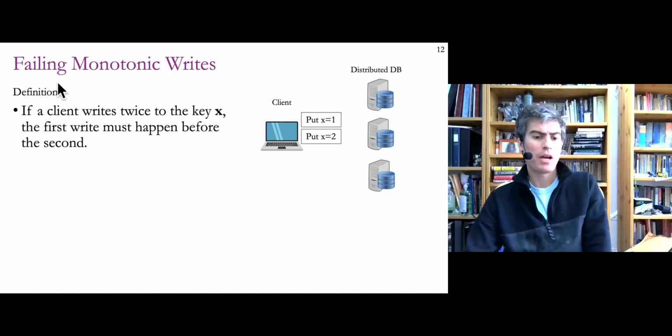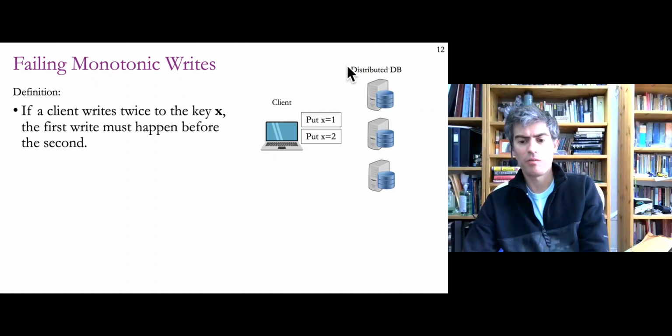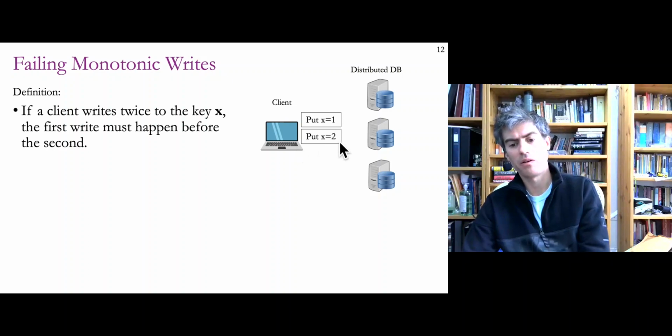So the third property, monotonic writes, can also fail, and we can use the same basic diagram to analyze this. So this property that we're trying to avoid failing is that we want a client, when it writes twice to a certain key, we want the first write to happen before the second. So it's writing x equals 1, it's writing x equals 2.